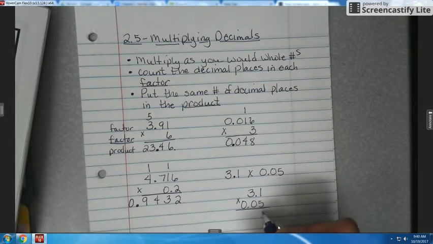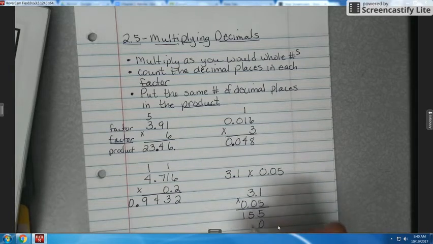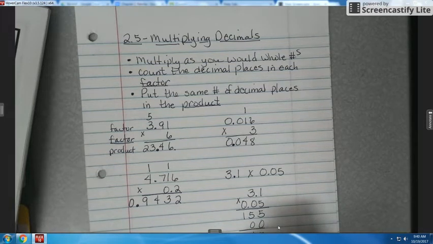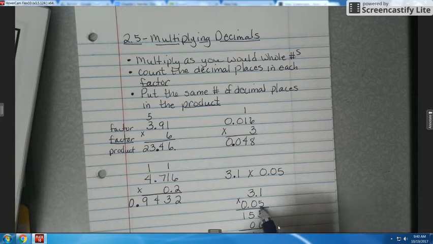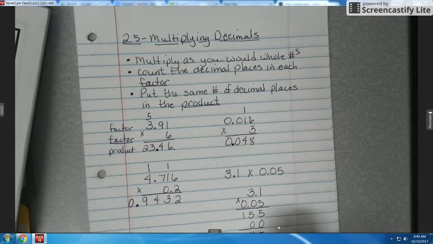So 1 times 5 is 5. 3 times 5 is 15. And then 0, 0. And basically, we can stop right there. You wouldn't have to add in this third line. So we have 5, 5, and 1. We have 1 decimal place here, 2 here, so it's 1, 2, 3.